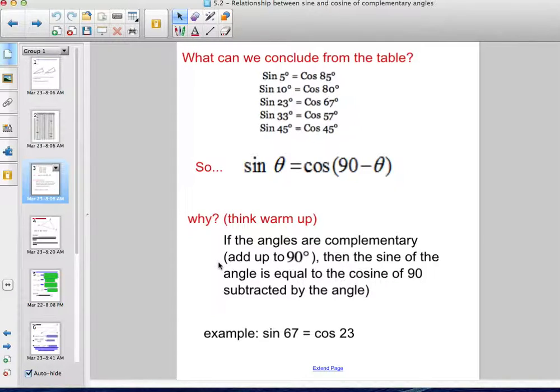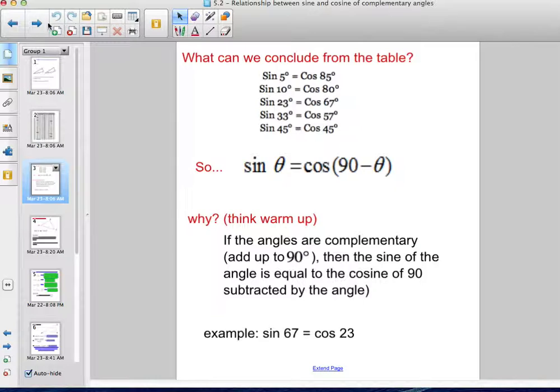So how does that work? And again, I kind of explained this, but if the angles are complementary, which just means they add up to 90 degrees, then the sine of the angle is equal to the cosine of 90 subtracted by that same exact angle. That's basically what that means. So an example was the one that we did in the warm-up. The sine of 67 equals the cosine of 23. In the warm-up, I think they were both x over z.